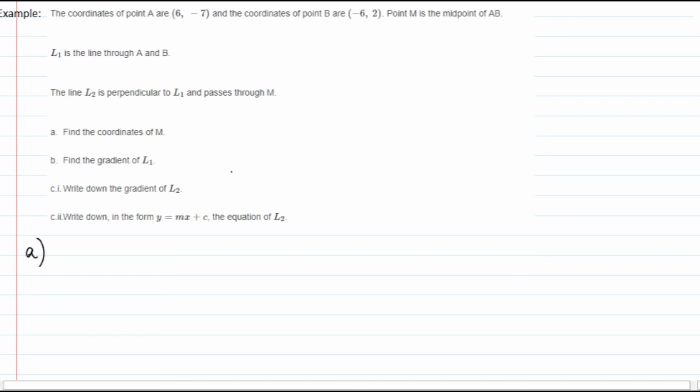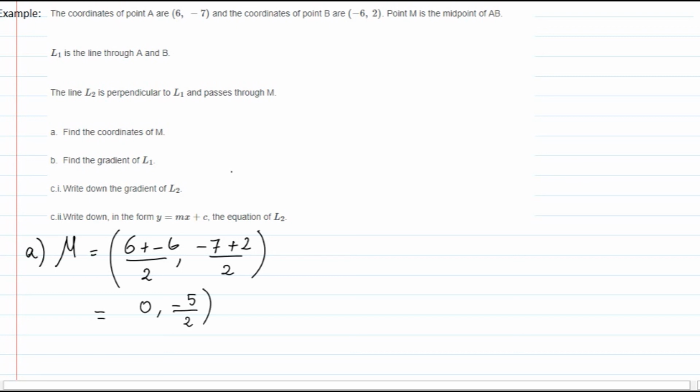We have to find the coordinates of the midpoint. The midpoint is easy to find. Simply we take the average of the x values and the average of the y values, which is 6 plus -6 over 2, and -7 plus 2 over 2. So the midpoint now is equal to 0, -5 over 2. This is our midpoint.